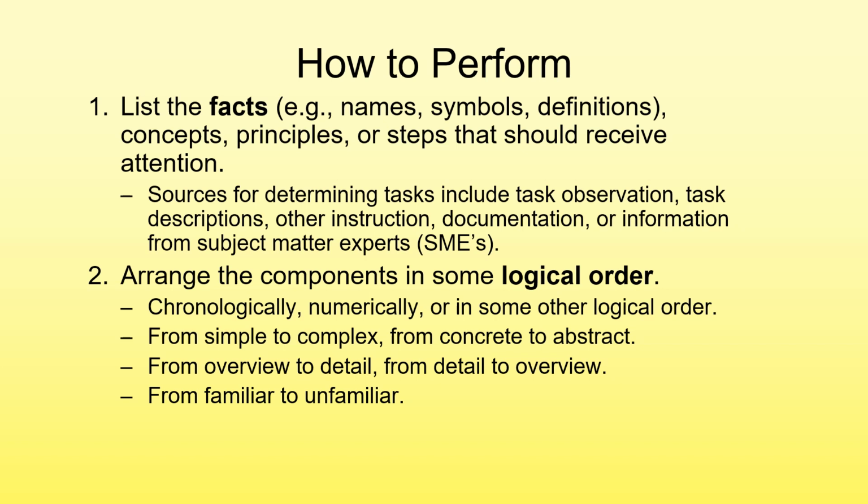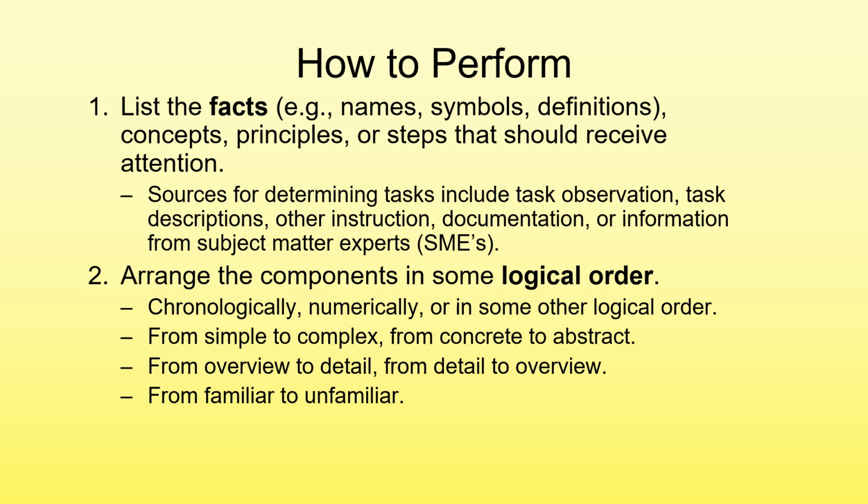So after you list out what are the main pieces of the task and the content, then arrange the components in some logical order. Again, you could be looking at any type of content. So is it something that's chronological? Is it numerical? Is there some order you can put it in that makes sense? Do you want to start from the simple and move to the more complex? Does it make more sense to begin with the concrete and then move to the more abstract elements?